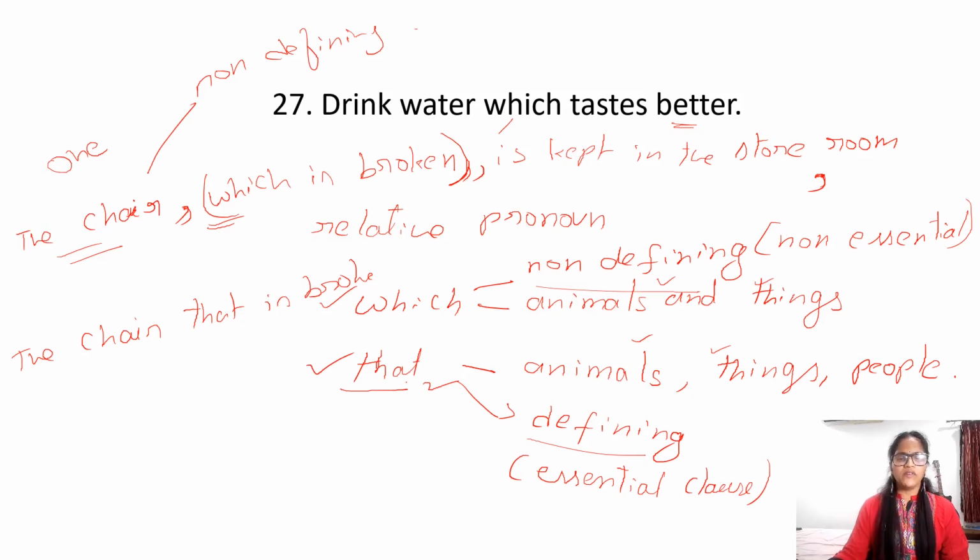Hope you understood the difference between non-defining and defining clause and when to use which and when to use that. Clear? Now coming back to our sentence, drink water which tastes better. Now we don't have a comma, so the sentence is a defining or essential clause, right? So in defining clauses we use the relative pronoun that, not which. Drink water that tastes better is the correct answer.